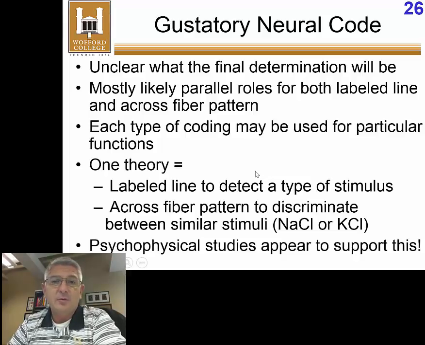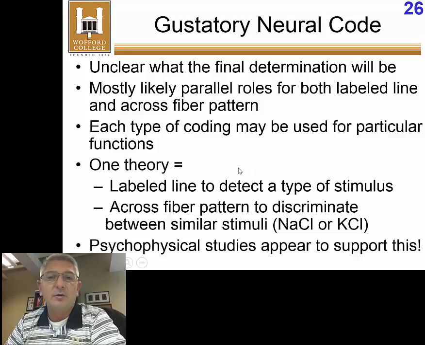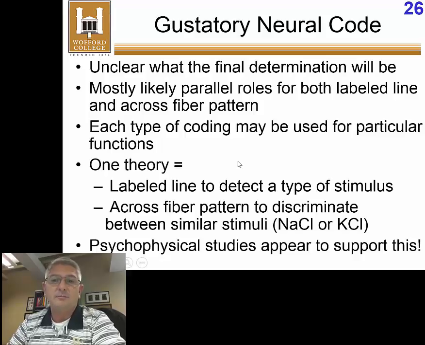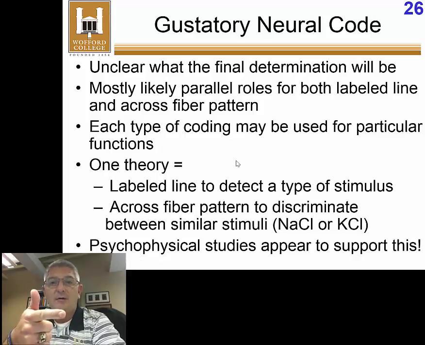Psychophysical studies tend to support this. We have better discrimination across salts and sours and bitters than we do between different sweeteners, for instance. Okay, so that's neural code. The gustatory system uses both labeled line for sweet and salt detection and a cross-fiber pattern to discriminate between salt, sour, and bitter.